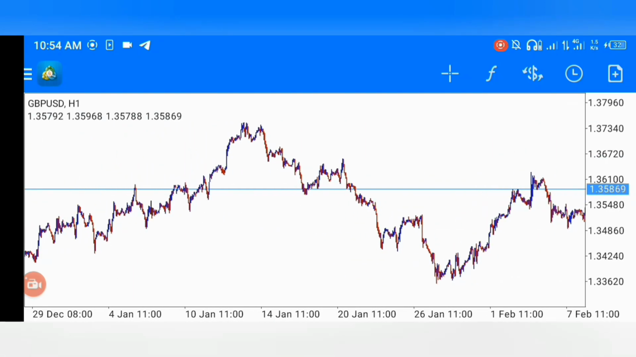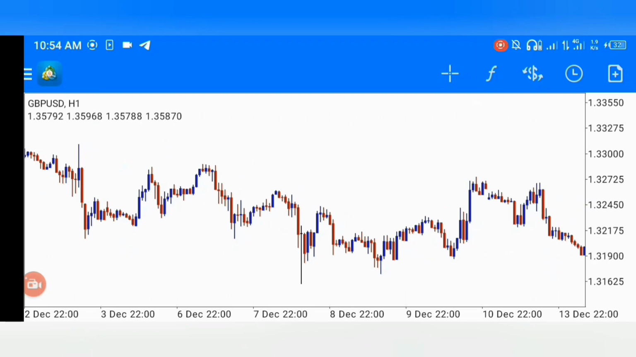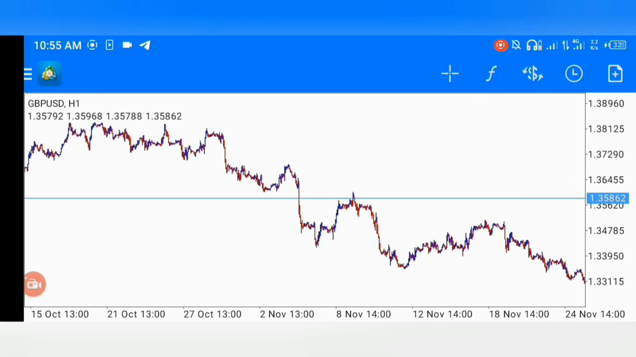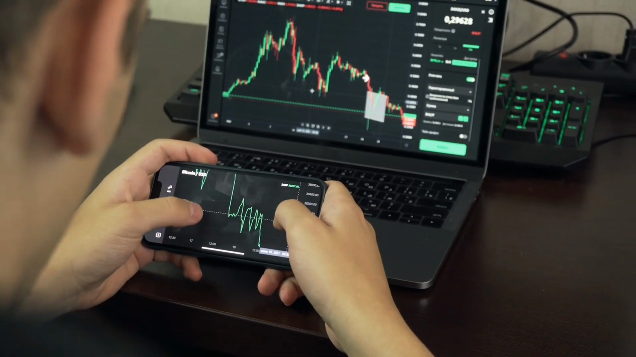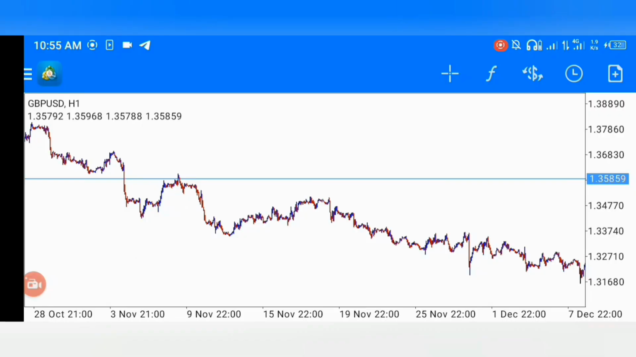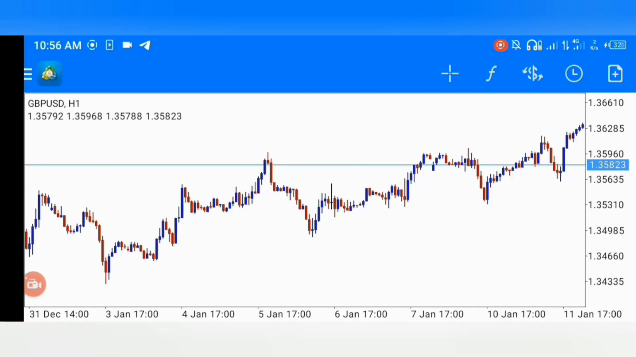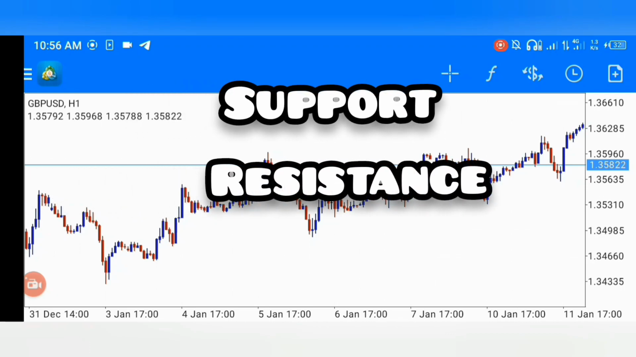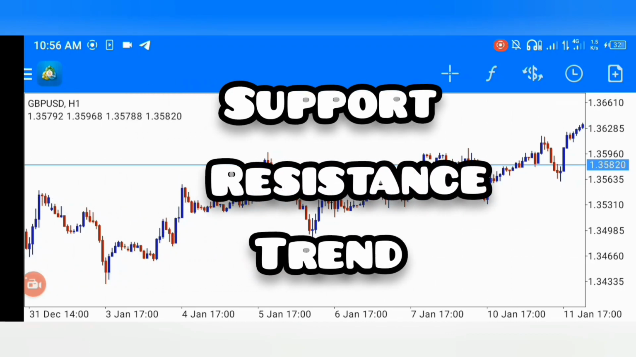I want you guys to take a look at this. What do you guys see? You see candlesticks up and down, and you cannot easily know the direction of the market. So the first task you have to complete is to know the direction of the market to make everything much easier for you to understand. There are three things we are going to use: support, resistance, and the trend of the markets.